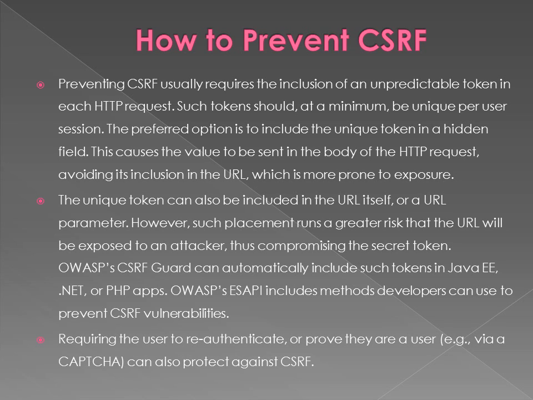The OWASP CSRF Guard can automatically include such tokens in Java EE, .NET or PHP apps. At the end of the presentation, I have links to this. OWASP ESAPI includes methods developers can use to prevent cross-site request forgery vulnerabilities. Requiring the user to re-authenticate or prove they are the user can also protect against cross-site request forgery.